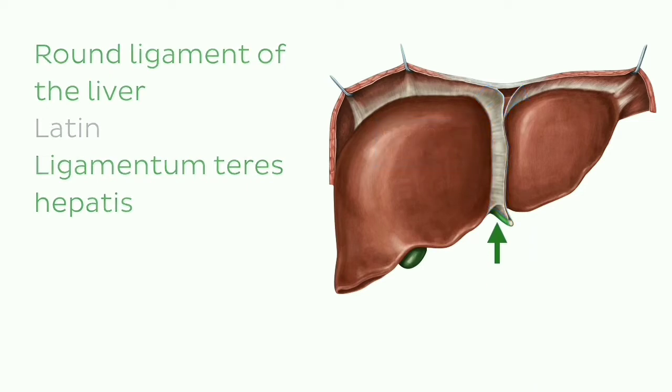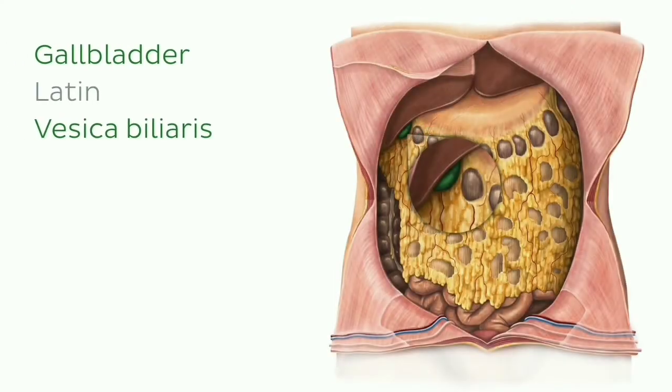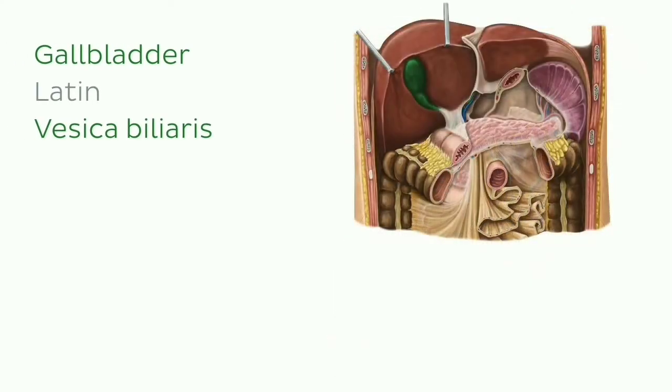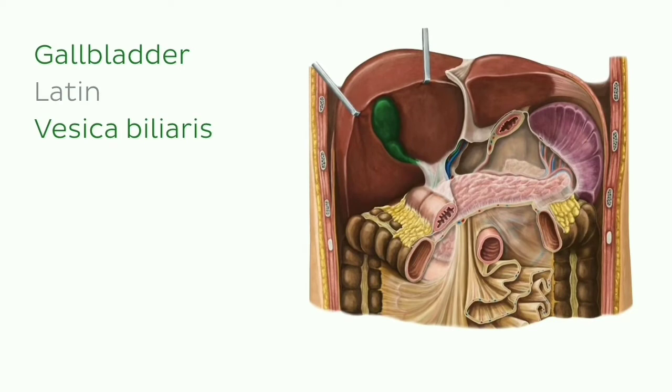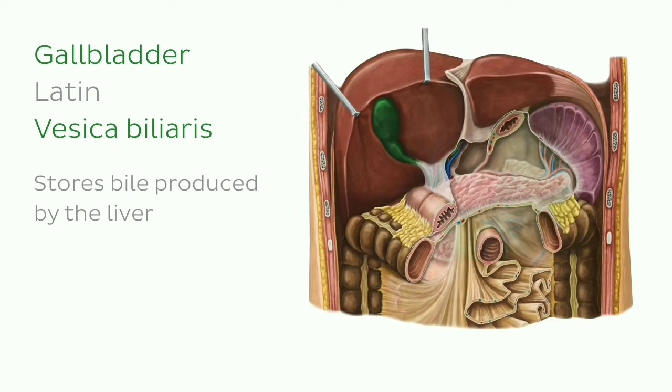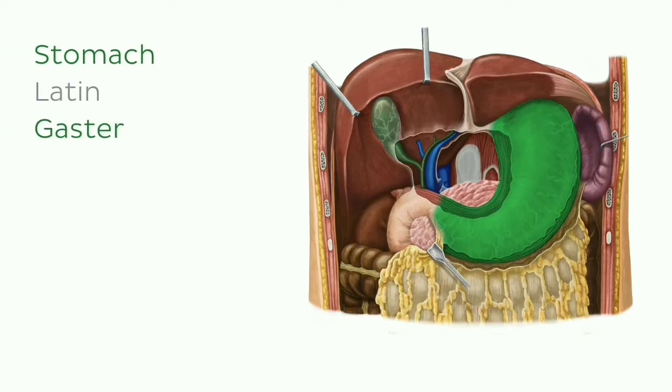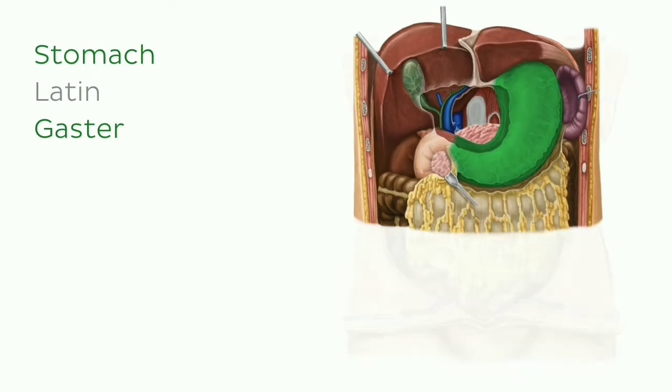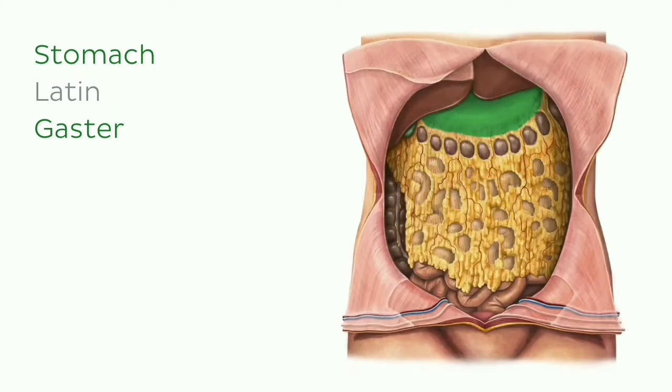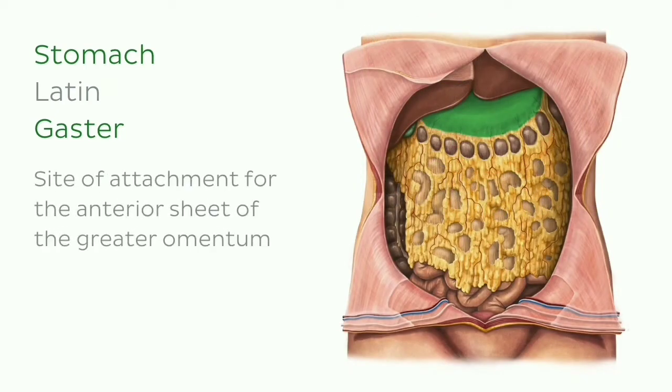Tucked under the right lobe of the liver, we can see this little structure here, which is the gallbladder. If we reflect the liver upwards, we can see this pouch-like organ a little bit better, and the gallbladder stores bile, which is produced by the liver. The next structure we're going to talk about is the stomach, and the stomach is part of the GI tract and is involved in digestion. And as we mentioned earlier, it is also the site of attachment for the anterior sheet of the greater omentum.